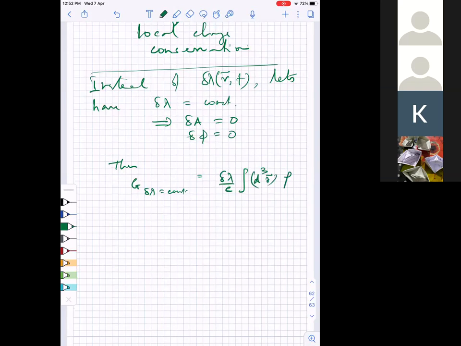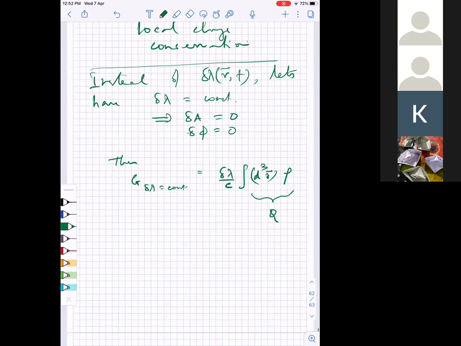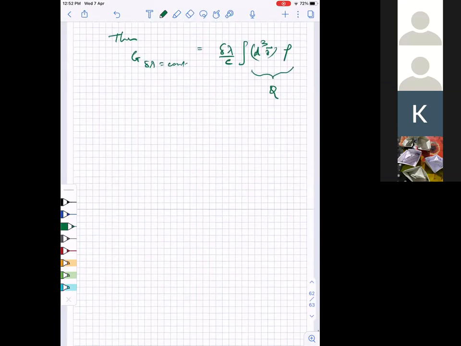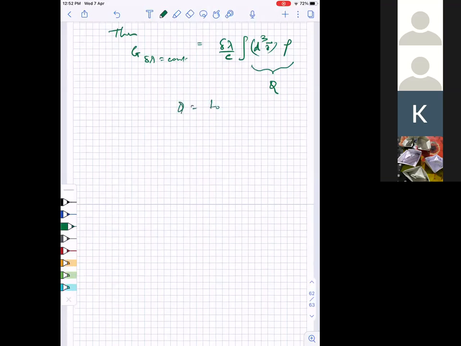But what is the volume density integral of the charge density? It is the total charge. So this basically means Q, the total charge, is conserved, because G gives you the conserved quantity, right?